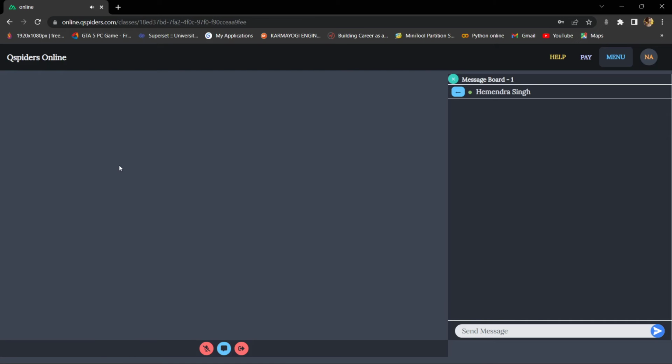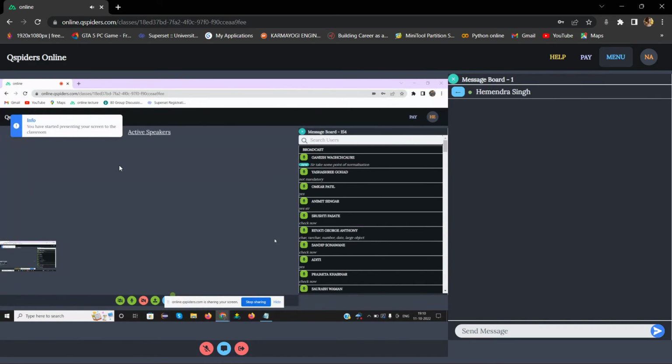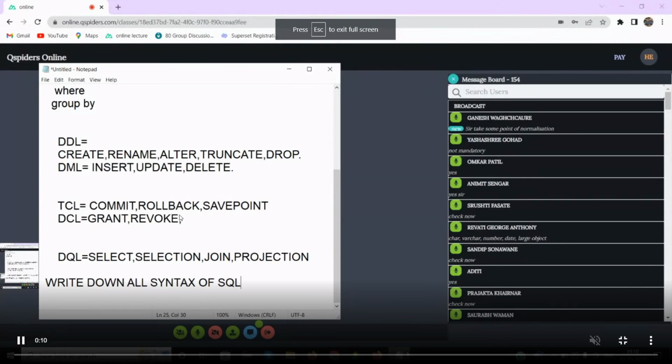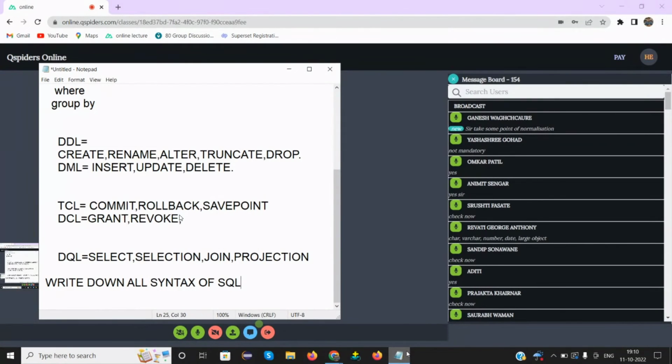You need to look over that, correct? Everyone write down the points. I'll take some points of normalization. Normalization is used to divide a larger table into smaller tables. Basically, why do we use normalization? It is used for decomposing a larger table into smaller tables in order to remove redundancy and anomalies, by identifying their functional dependency. This process we call normalization.